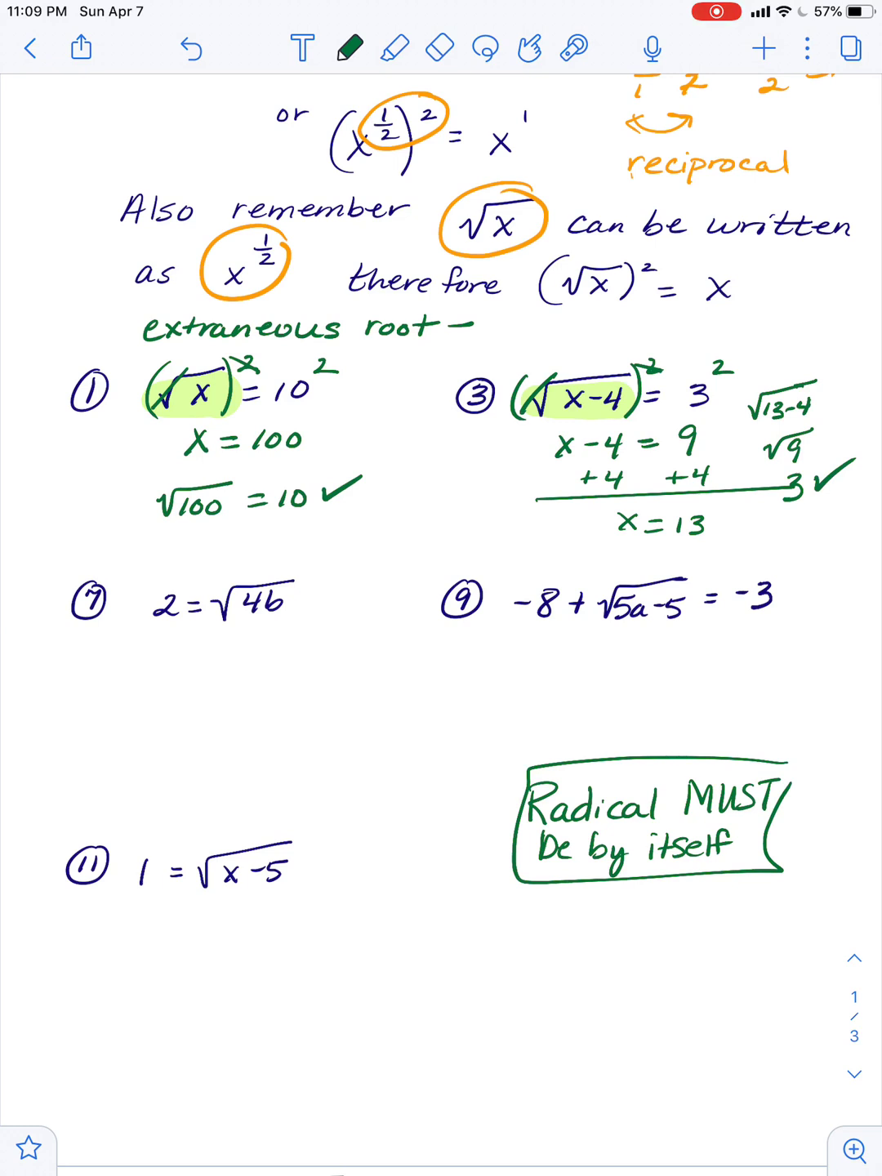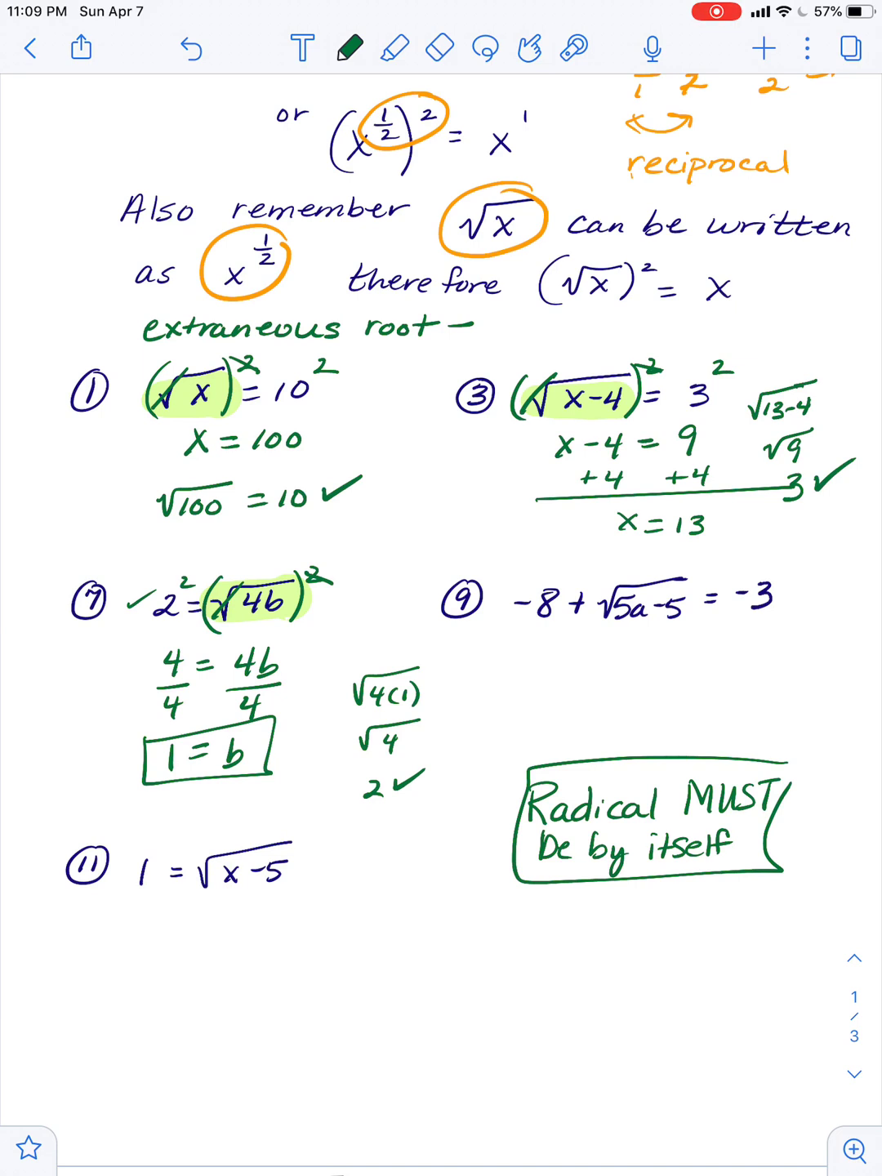Okay, again, on this one, our radical is by itself. So I can go ahead and just square both sides. The square and the square root cancel. I'm just left with what's under the radical, which is 4b. Divide both sides by 4, and b equals 1. And I'm going to just quickly check myself. So 4 times 1 is the square root of 4, which is 2, which is what I was trying to get it to be. Okay. Our next one, I'm going to move this out of the way.